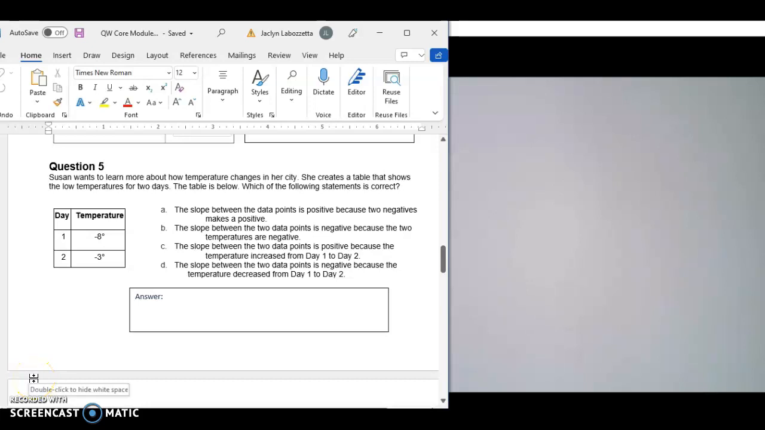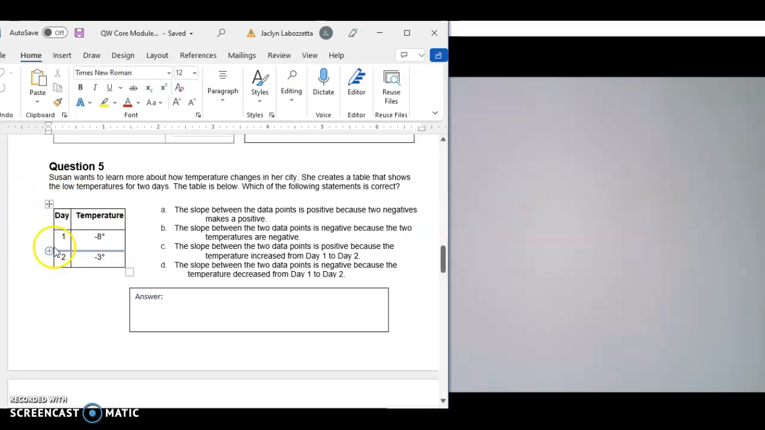All right, in this video, we're going to continue with our Module 4 review, beginning with question 5. So here, Susan wants to learn more about how temperature changes in her city. She creates a table that shows the low temperatures for 2 days. The table is below. Which of the following statements is correct?